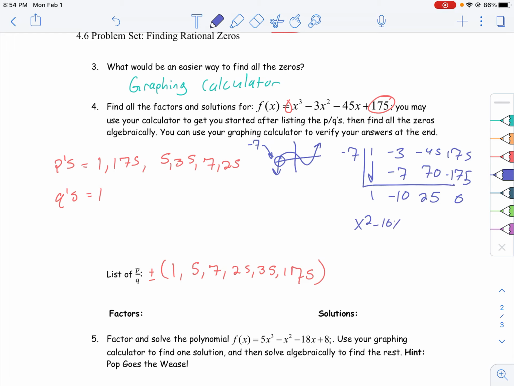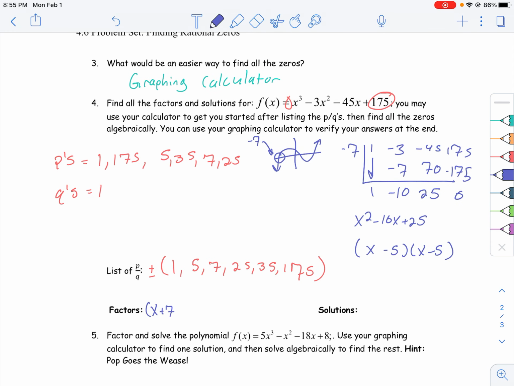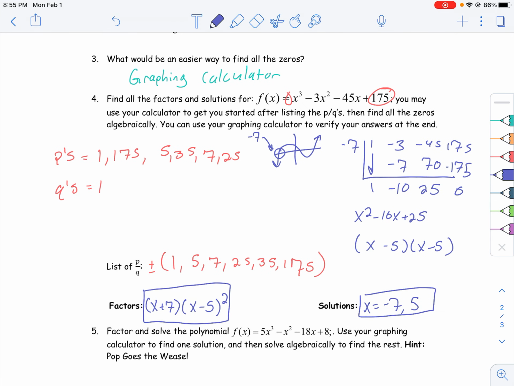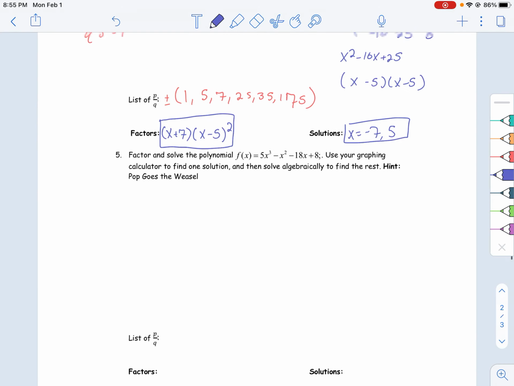So from here we have a new equation, x squared minus 10x plus 25, which would factor into x minus 5 and x minus 5. So the factors for this equation are x plus 7, right, that -7 that worked. And then you could say x minus 5, or you can just say x minus 5 squared. Those are both great. So then our solutions are x equals -7 and x equals 5. And that's how you would do a question like that. Okay?